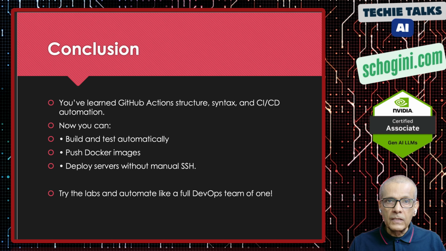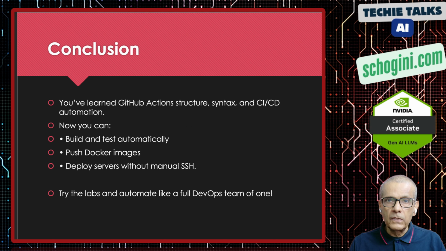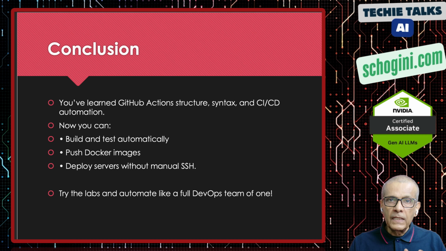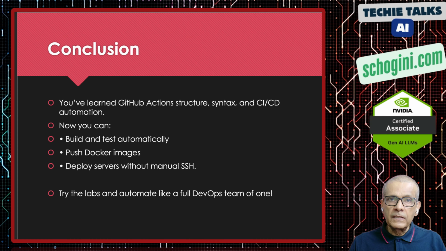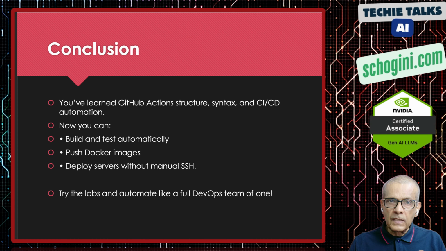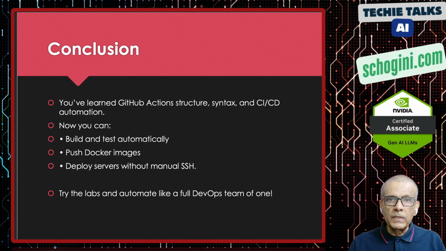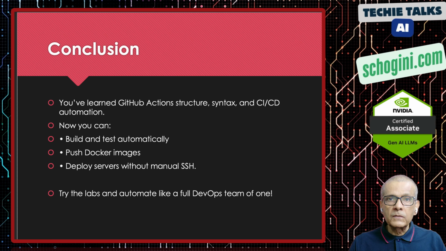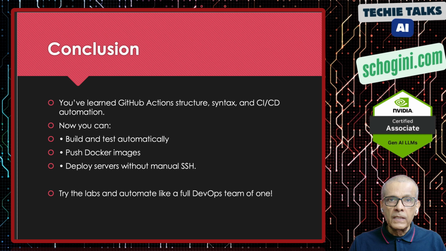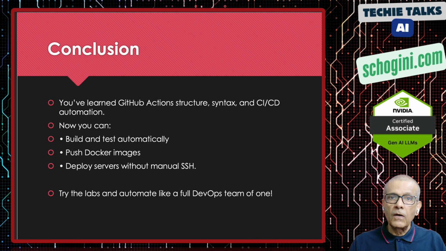Congratulations, you now understand GitHub Actions from syntax to full CI/CD. You can build, test, and deploy automatically, and even handle versioning with tags. Start small, practice the labs, and you will soon automate everything like a DevOps team of one. Because mastery isn't about doing more, it is about doing smartly with automation.